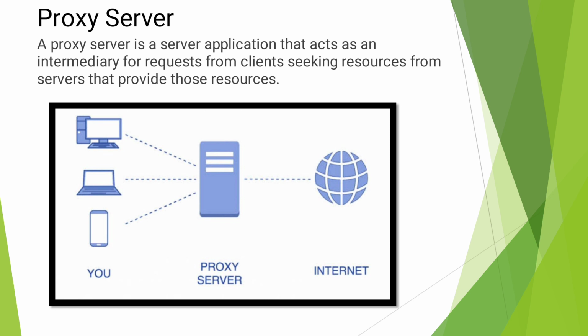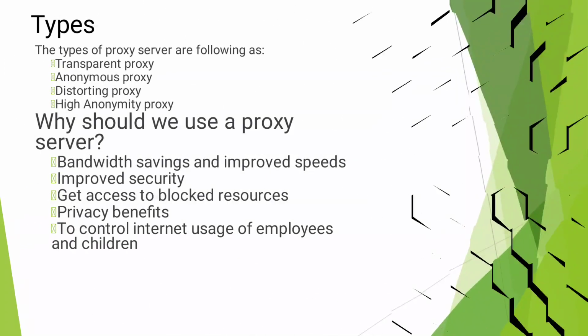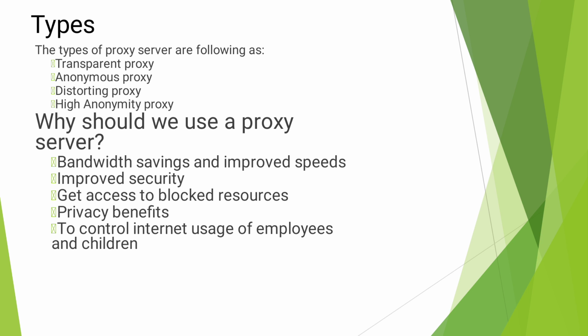In the diagram, we can see that the proxy server acts as an intermediary between us and the internet. After the diagram, I'll discuss the types of proxy server. So the types of proxy server are as follows. First one is transparent proxy. Second one is anonymous proxy. Third one is distorting proxy. And the last one is high anonymity proxy.